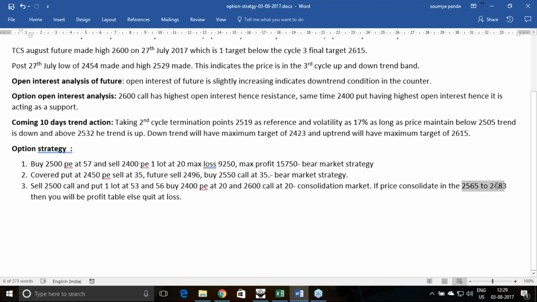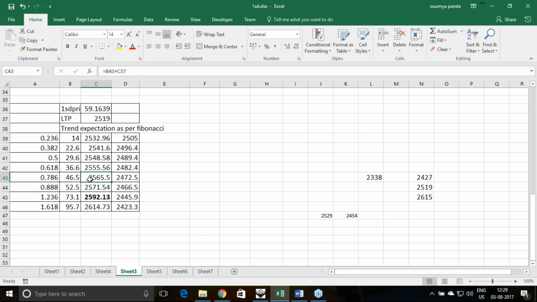If the price consolidates in 2565 to 2483, or you can say 2556 to 2483, this level, if it is consolidated for the coming 10 days, you will be at a profit.